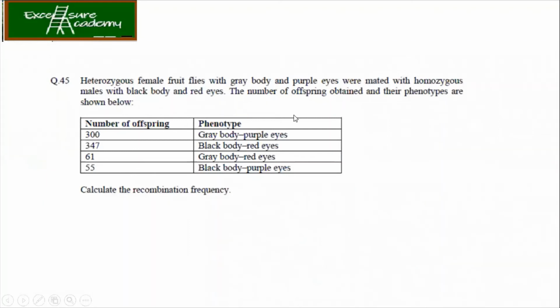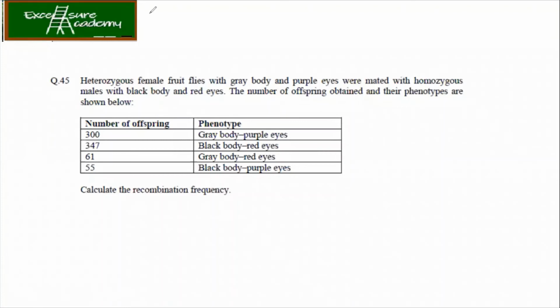Okay. Now, heterozygous female fruit flies with gray body and purple eyes were mated with homozygous males with black body and red eyes. So the number of offspring obtained and the phenotypes are shown below. So calculate the recombination frequency. So it's very simple actually, because recombination frequency is calculated by the number of recombinants divided by total number of progeny into 100. So we just need to understand which among these are going to be the recombinants over here.